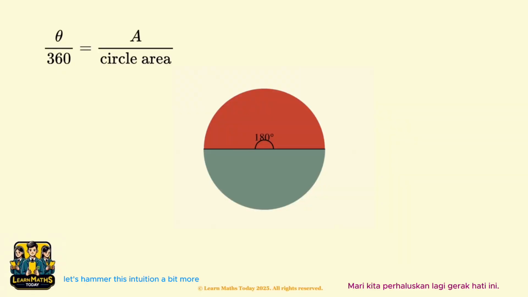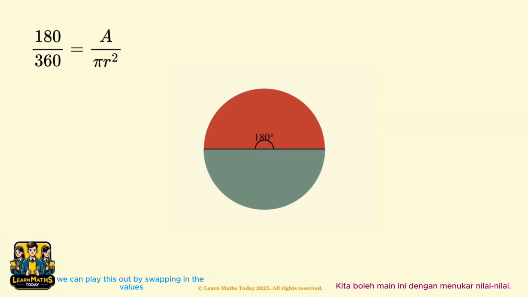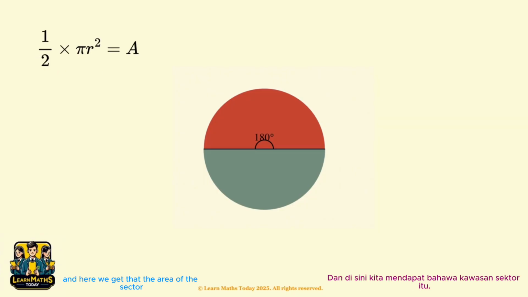Let's hammer this intuition a bit more. We see a circle with a sector area split at 180 degrees. So we would expect that at 180 degrees, which is half of 360, the area also would be half. You can play this out by swapping in the values. And here we get that the area of the sector is half of the circle's area, which is what we expect.